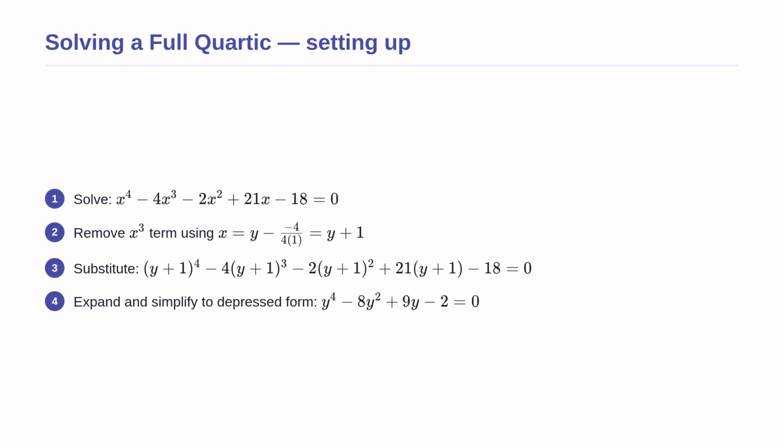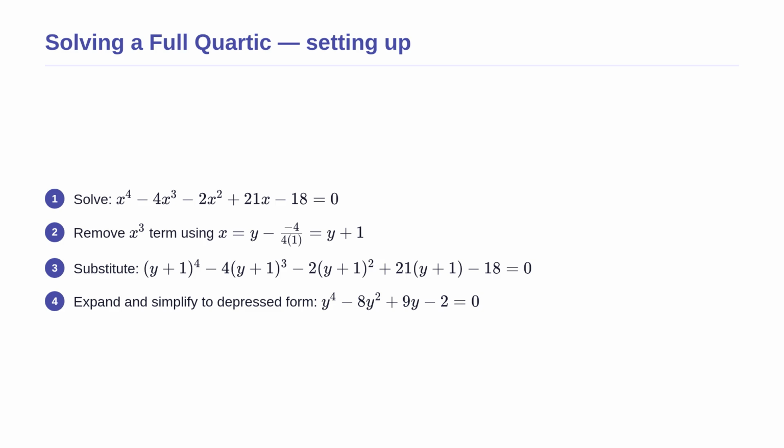Let us tackle a harder problem, where the equation is not already depressed. We have a full quartic with an x cubed term. To remove it, we use our substitution formula, which tells us to replace x with y plus 1. We substitute y plus 1 into every instance of x in the original equation.